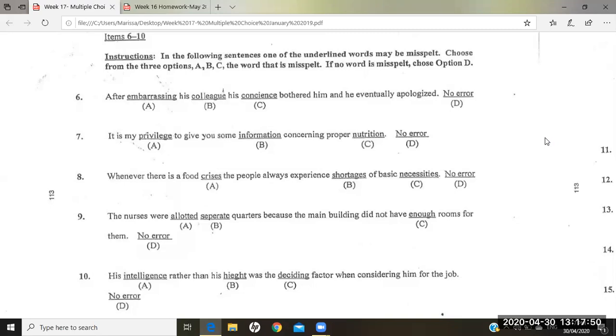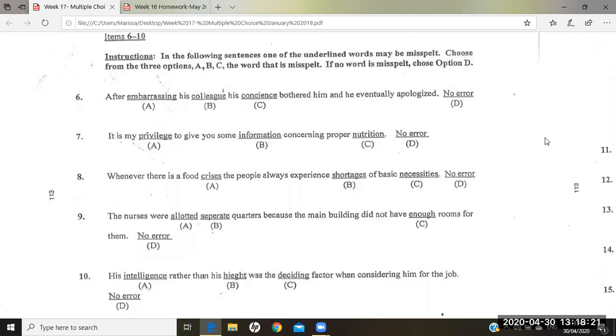So I will have Sanjay do this section for me, numbers 6 to 10. You're going to read the sentence, identify the word that is spelled incorrectly, and also spell the corrected version for me. Okay. So number 6. After embarrassing his colleague, his conscience was bothered him and eventually apologized. See? Yeah, C, conscience. How do we spell conscience?